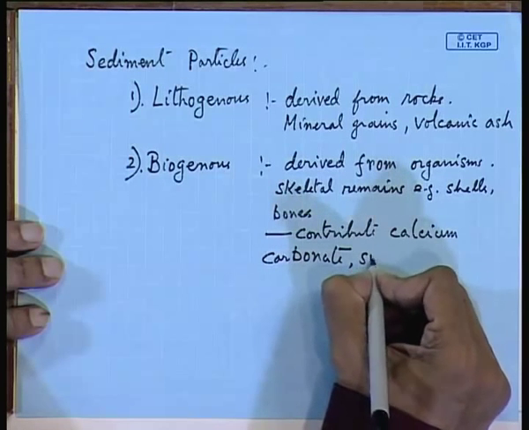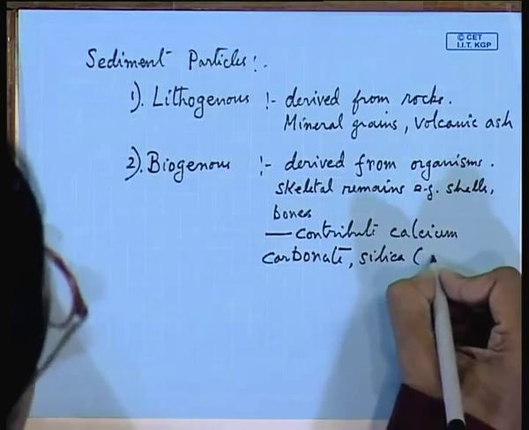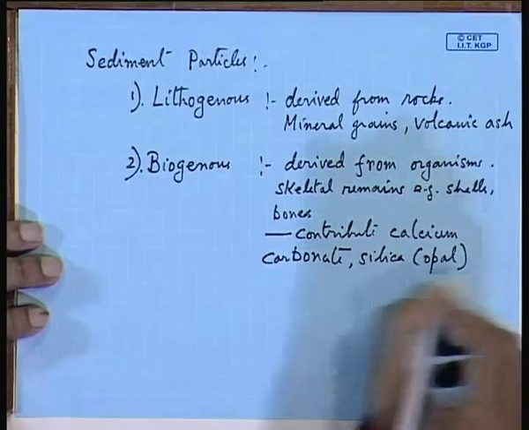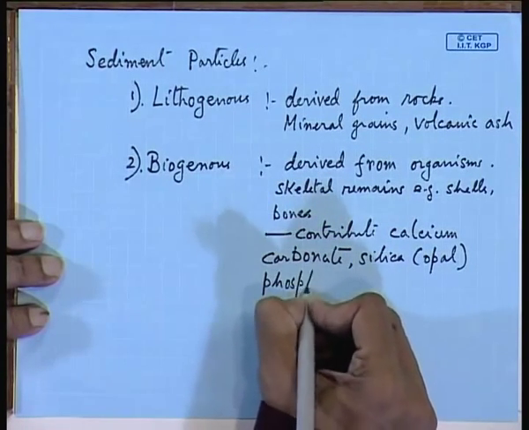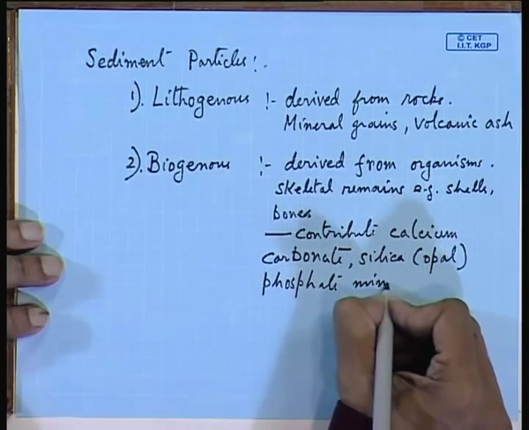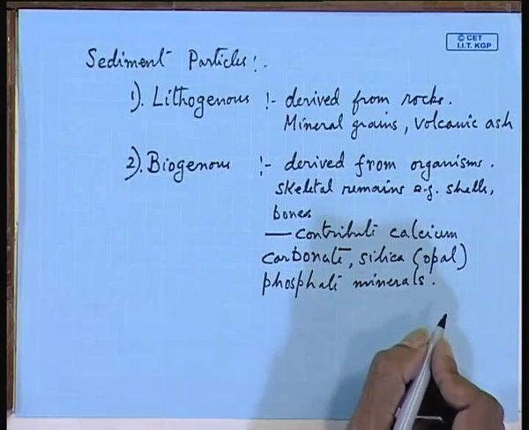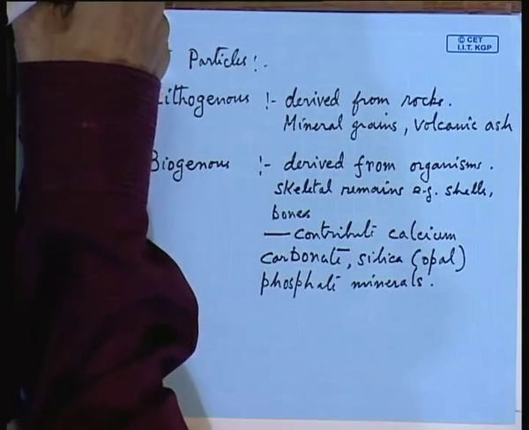Silica, this is called opal, and phosphate minerals. Now, if you want to do your chemical and strength analysis, you have to segregate all these sediment particles, lithogenous and biogenous. They will have different characteristics.